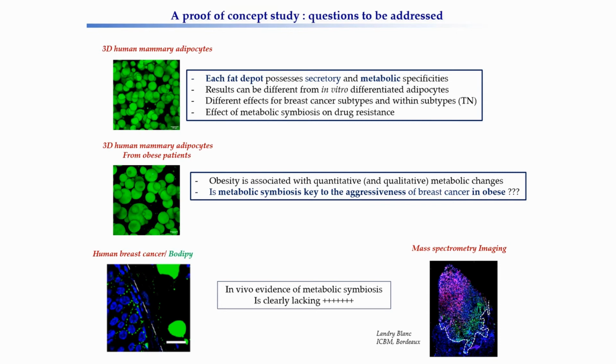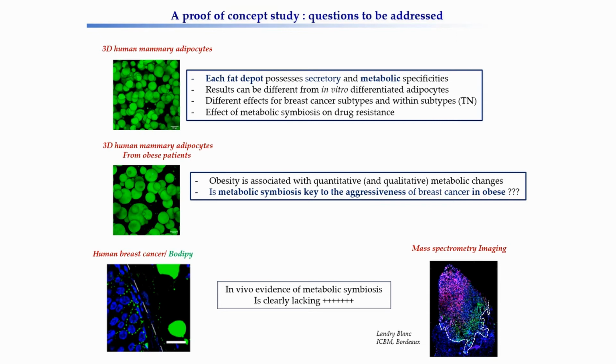So we have now in the lab set up the experimental model to cultivate mammary adipocyte in 3D obtained from mammary adipose tissue distant to the tumors. So this is a very important question that we want to address. Do we find the same result with mammary adipocyte?